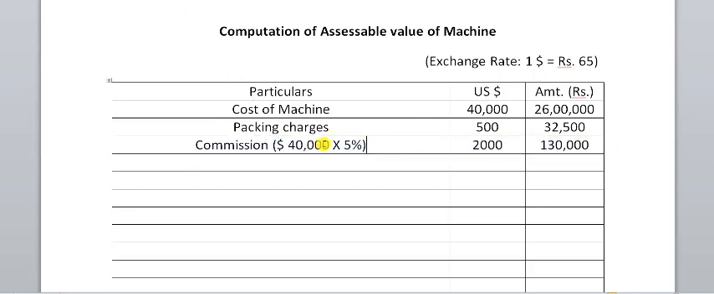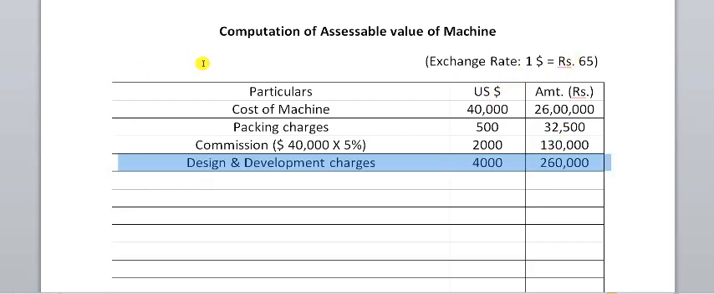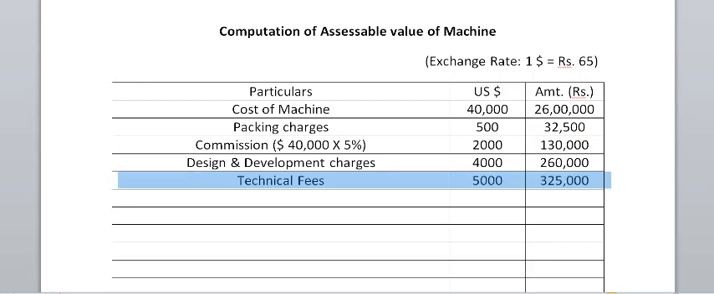Commission they have clearly mentioned on cost of machine, 5% on cost of machine. So cost of machine is 40,000, 5%, so 2,000 will be the US dollar commission. We have to convert that into Indian rupees, 2,000 into 65, 1,30,000. Design and development charges, once again they have given in US dollars. We have to convert that into Indian rupees. So 4,000 into 65, 2,60,000.